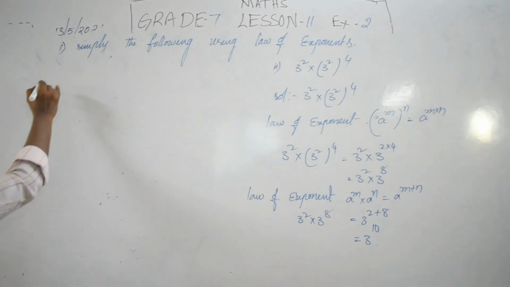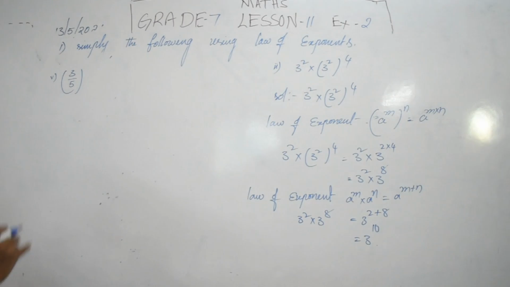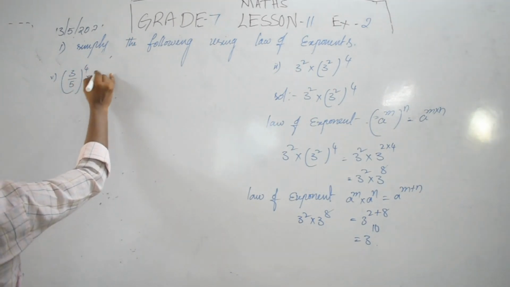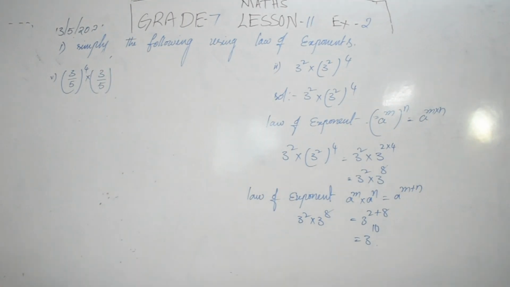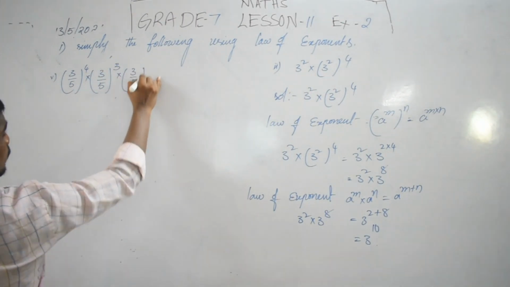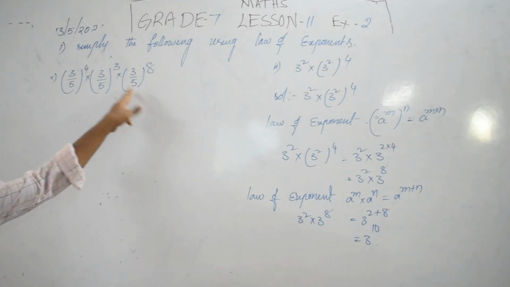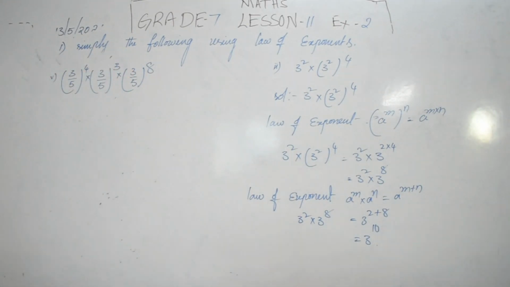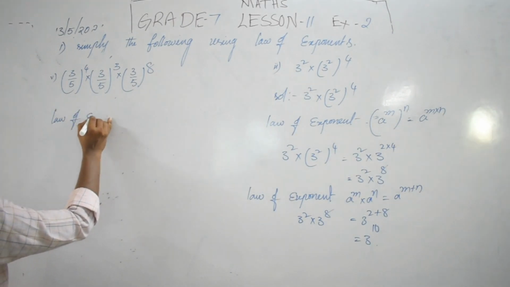Fifth one: 3 power 5 whole power 3, multiplied by 3 by 5 whole power 4, multiplied by 3 by 5 whole power 3, multiplied by 3 by 5 whole power 8. Here see, bases are equal, powers are different. Which law are we using? Law of exponent.